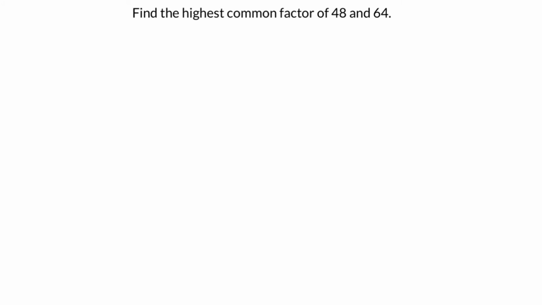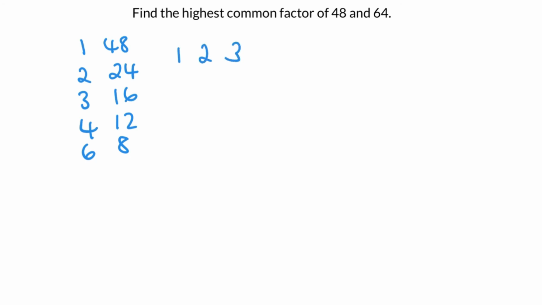So our last question says find the highest common factor of 48 and 64. So we need to write down the pairs of numbers that times together to make 48 first. So we've got 1 and 48, 2 and 24, 3 and 16, 4 and 12, and 6 and 8. So I'm going to write these in ascending order so that we can see the list a little bit more clearly: 1, 2, 3, 4, 6, 8, 12, 16, 24 and 48.